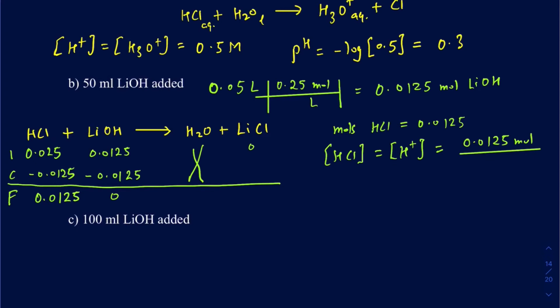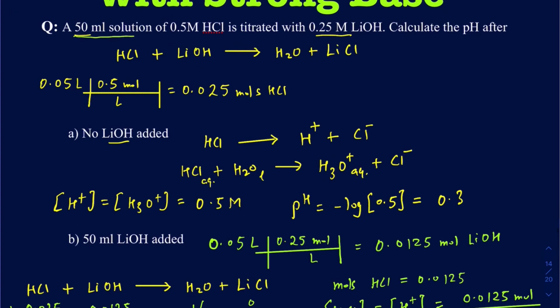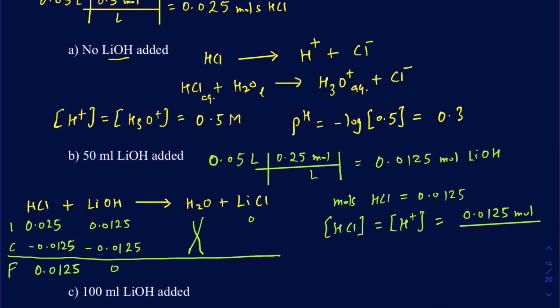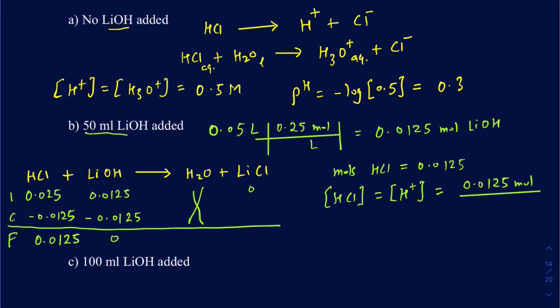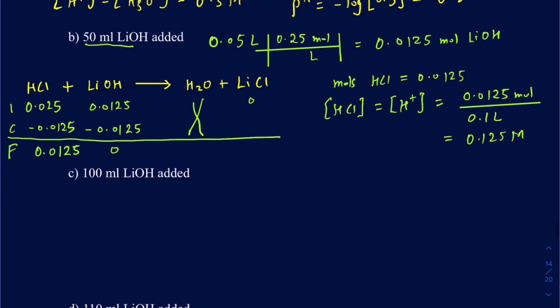So what's the volume now? Well, remember, you started out with 50 milliliters of HCl solution, but then you now added 50 milliliters of LiOH. So your total volume is going to be 100 milliliters. So don't forget to add the volume of the base that you're adding. So 100 milliliters is going to be 0.1 liters. So that's just going to be 0.125 molar. So now I know the H plus concentration.